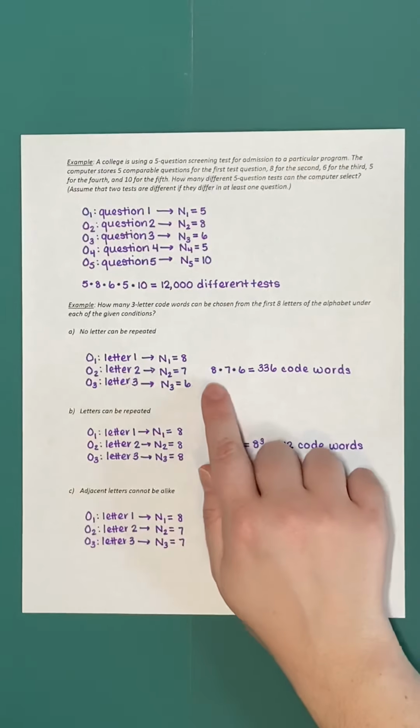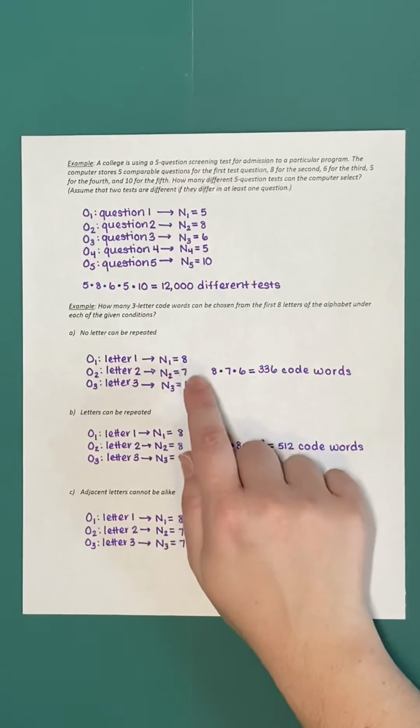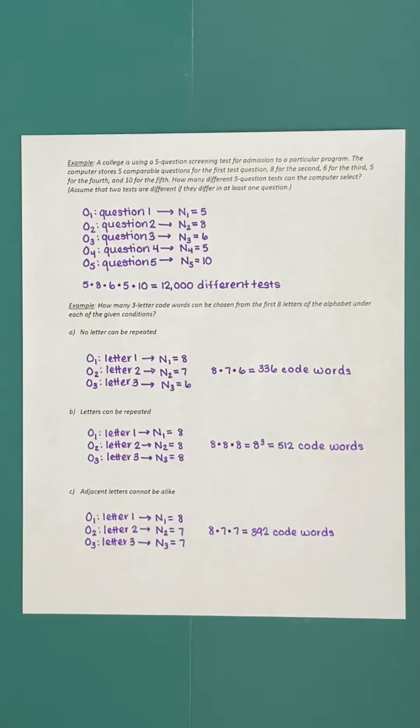So we take the product of each of those ways we can perform each step. So 8 times 7 times 6, and that's going to give us a total of 336 different possible combinations. So 336 code words. Now let's change the situation.